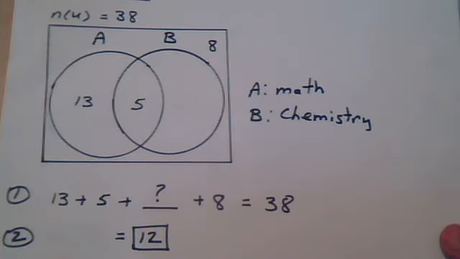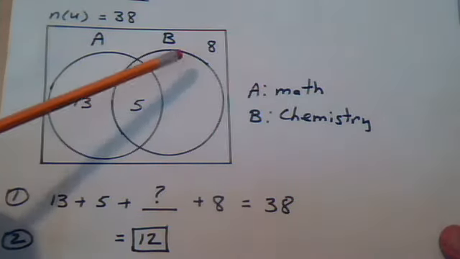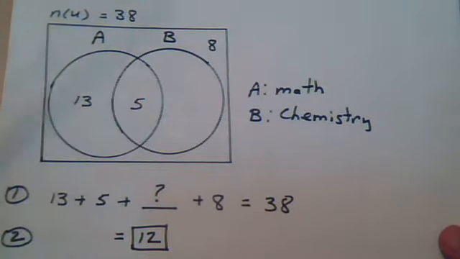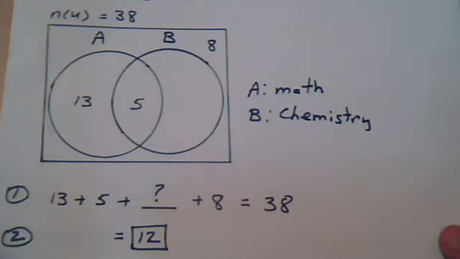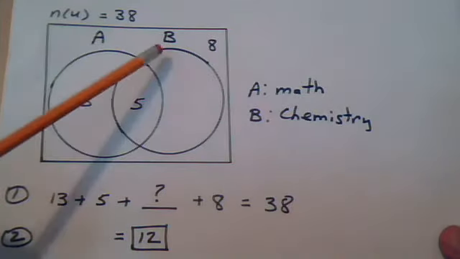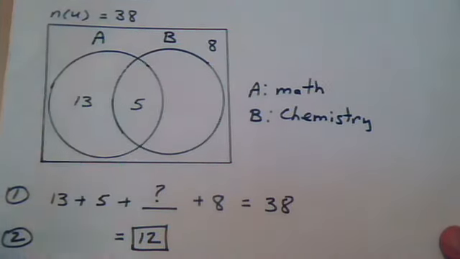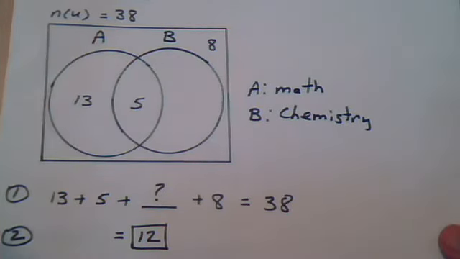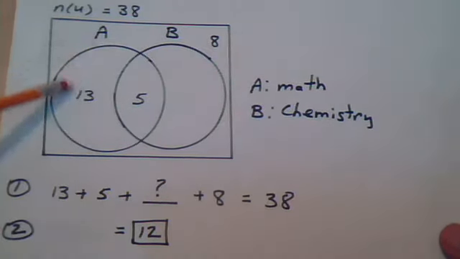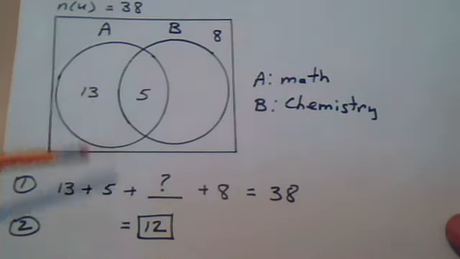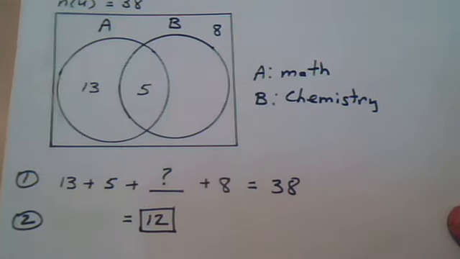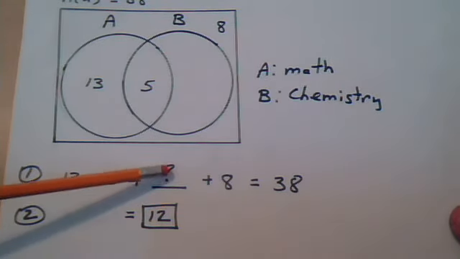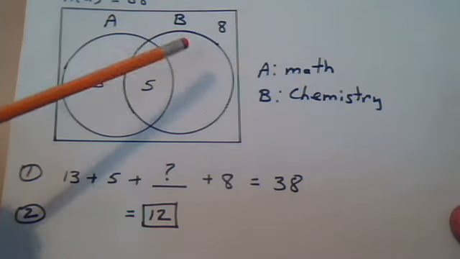What they're asking for is how many take chemistry but not mathematics. They're asking for how many should go here. They told us that there were 8 that were neither taking math nor chemistry, so they are outside the circles. Well, we know that the sum of these numbers in the universe should be 38. So we know that 13 plus 5 plus something plus 8 equals 38. So the ones that are taking chemistry but not mathematics should be 12.